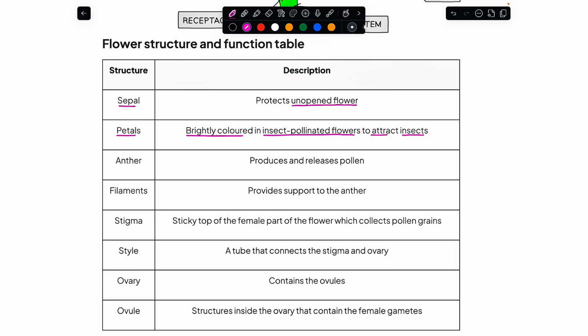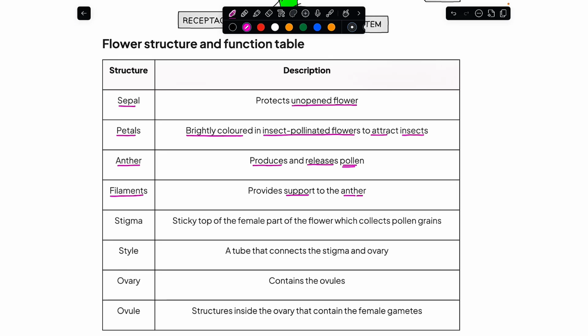If we were to talk about the anther, this is the part of the stamen. Not only does it produce, but at the same time it releases the pollen grains, and the pollen grains have the haploid nucleus in them. As we had seen above, the filaments were providing support to the anther and were also causing them to hang out or protrude out so that their pollen grains can be carried either with the help of insects or with the help of the wind.